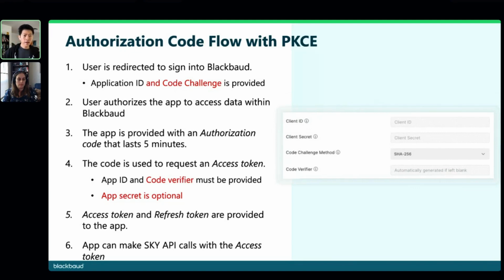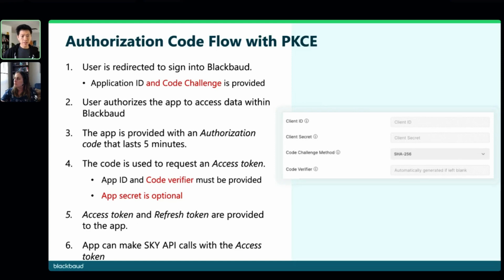So in step 1, when the user is redirected to sign into Blackbaud, we're now sending the app ID as well as a code challenge. The code challenge is an encrypted and encoded value that's derived from another value that we call the code verifier. You can think of that as a password. It has to be between 43 and 128 characters long, so it's probably easier to use a string generator to get that code verifier. And then it's taken and encrypted and encoded so that it can be sent in that initial redirect for the user to log in. Steps 2 and 3 are the same as before.